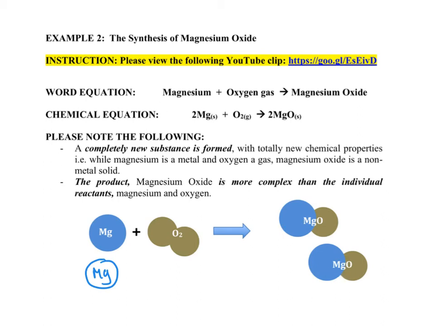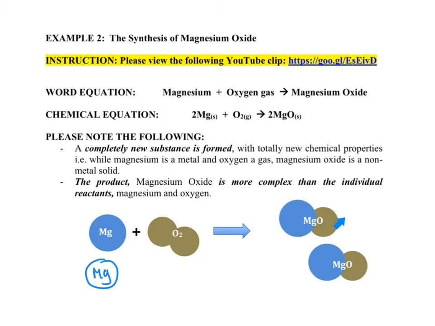Now, in strictest terms, they're not really molecules. They are what we call formula units, because they are what we call ionic substances and not molecular. But that's not for grade 8. In grade 8, we can think of them as molecules. You'll learn more about this in grade 10.